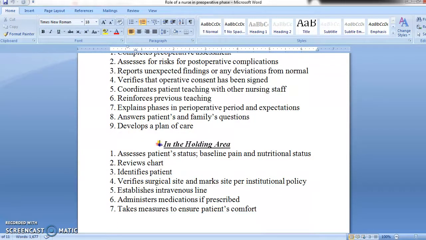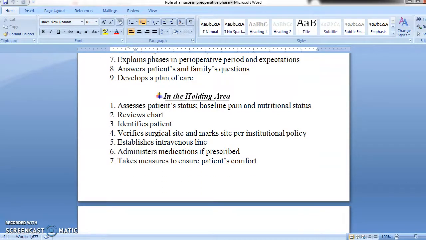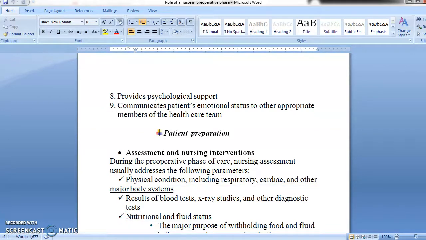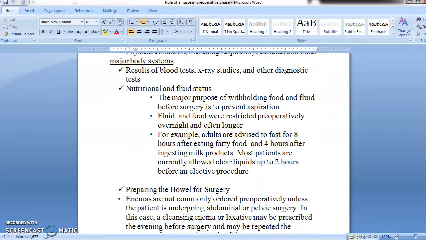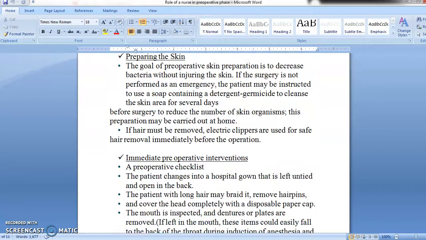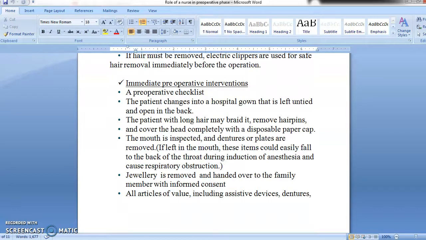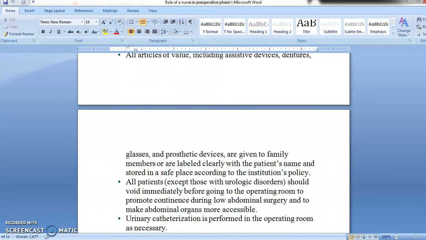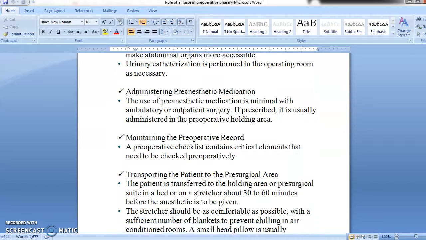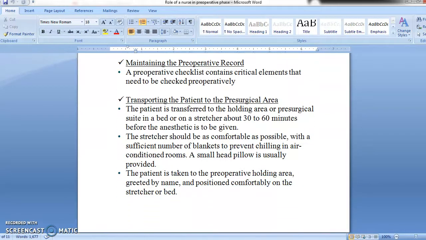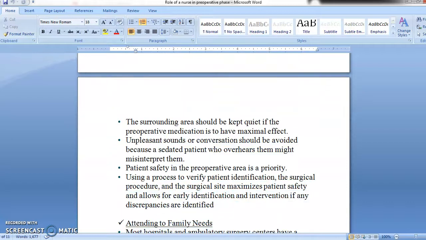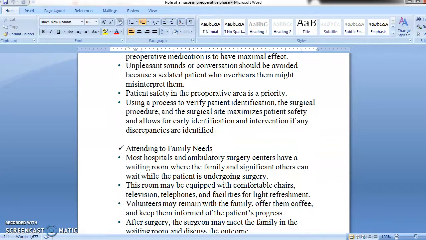In the holding area, what a nurse can do: preparation of the patient, preparation of the skin, immediate preoperative interventions, and attending to family needs.